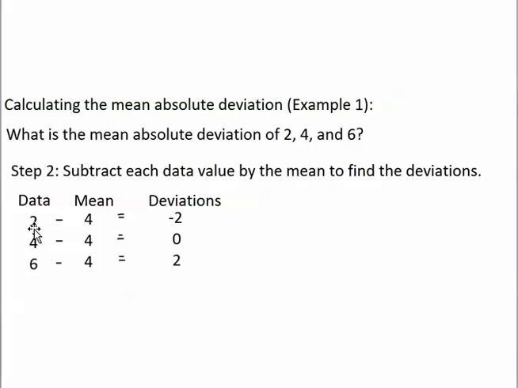So this data value of 2 is 2 below the mean of 4, which is why it has a deviation of -2. -2 means 2 below the mean. This data value of 6 is 2 above the mean of 4. So this deviation of +2 right here means that this value is 2 above the mean. This data value of 4 is equal to the mean. So any data value that's equal to the mean has a deviation of 0.